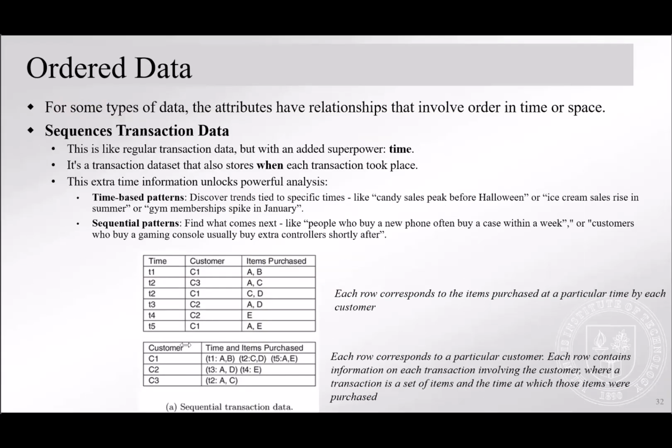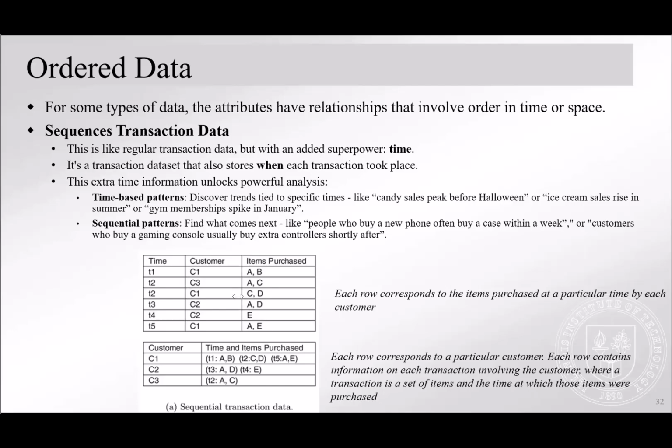So it's going to be changed to the sequence transaction data. Okay, back to this example. Up here we have 5 different times, T1 to T5. We do have 3 different customers, C1, C2, and C3 here. Good. And 5 different items, A, B, C, D, E, right?